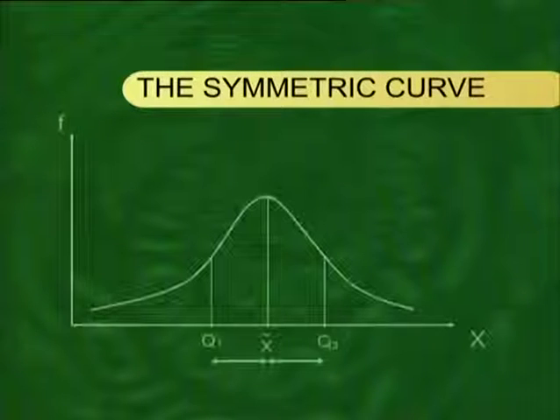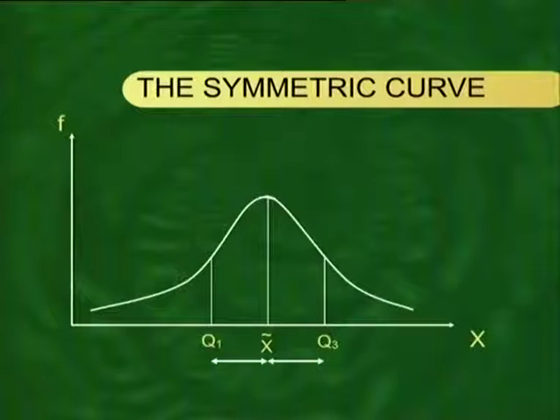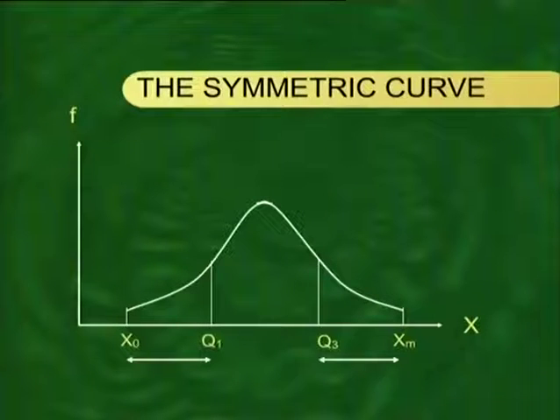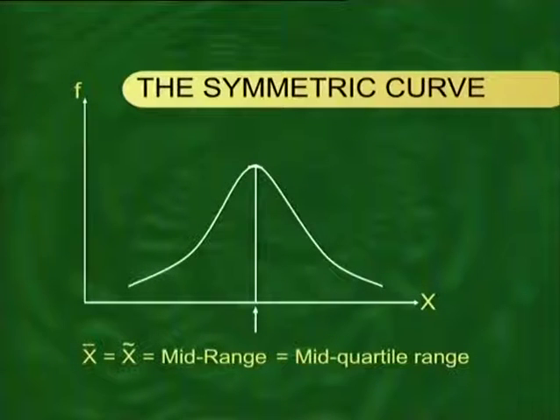आइए जरा उसकी जो interpretation है उसकी revision करते हैं. As I told you last time, for a perfectly symmetrical distribution, the distance between q1 and x tilde is exactly the same as the distance between x tilde and q3, and you can now see this on the screen. Also, for an absolutely symmetric distribution, the distance between x0 and q1 is exactly the same as the distance between q3 and xm. Another important point is that the arithmetic mean, the median, the mid-range and the mid-quartile range, they are all equal to the central point of our distribution. ये तो थी symmetric situation.